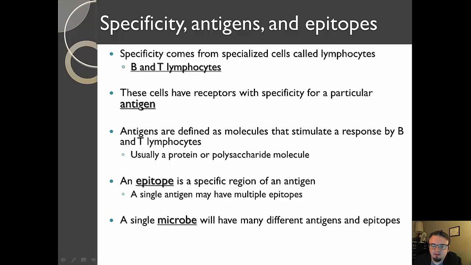Now the antigen, in many cases I should say, is actually composed of specific regions called the epitope. And if the antigen is the key, the epitope is like the specific grooves of the key that actually fit into the lock.